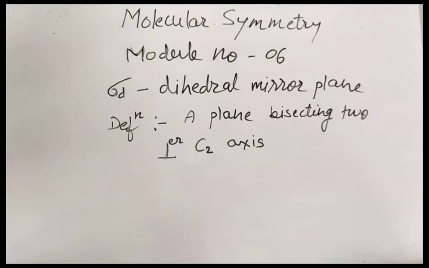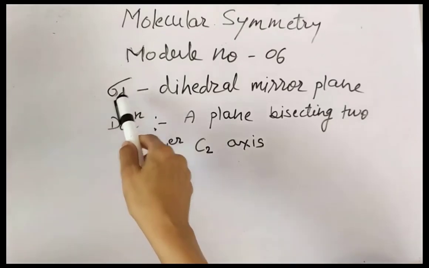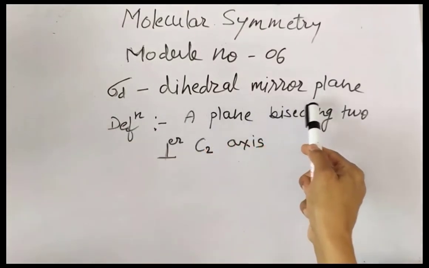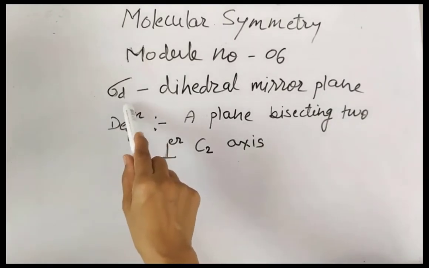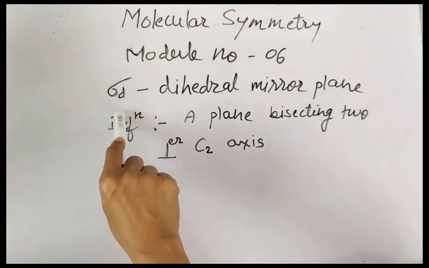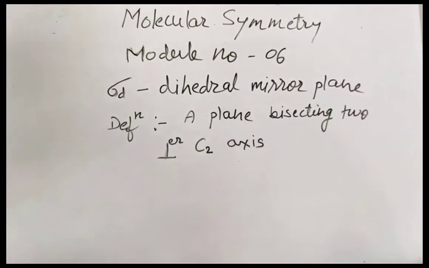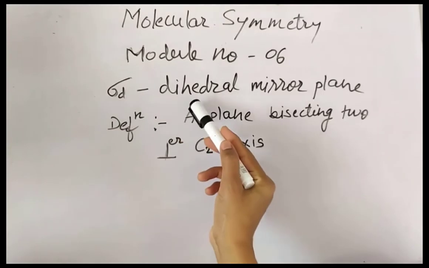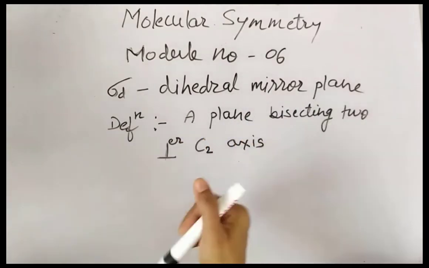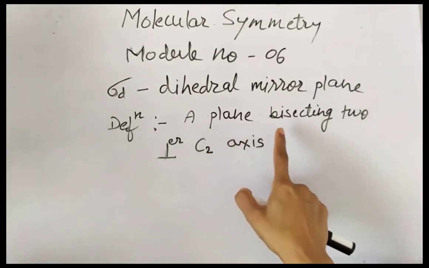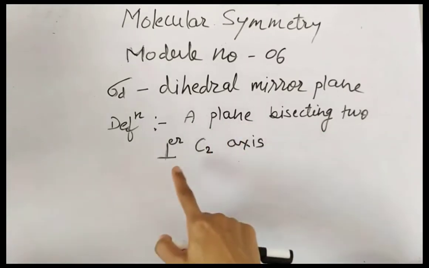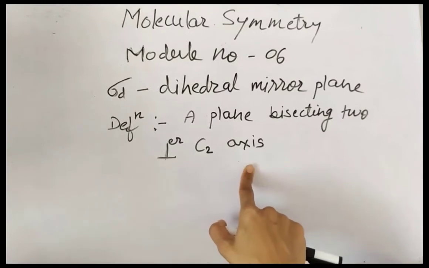And I have told you that now we are going to see sigma D, which is called the dihedral mirror plane. In order to understand sigma D, sigma V and sigma H should be very clear to us. Sigma D is called the dihedral mirror plane, and the definition of sigma D is: it is a plane that bisects two perpendicular C2 axes.